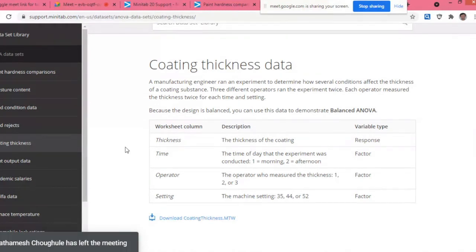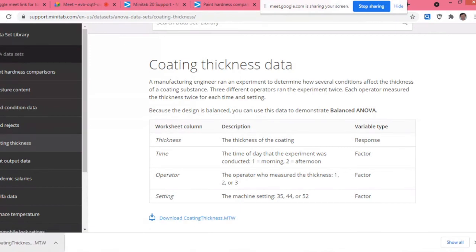What is the experiment related to? A manufacturing engineer ran an experiment to determine how several conditions affect the thickness of a coating substance. Three different operators ran the experiment twice. Each operator measured the thickness twice for each time and setting. So here, if your data is balanced, you have to go for balanced ANOVA. Here we can see the data type.